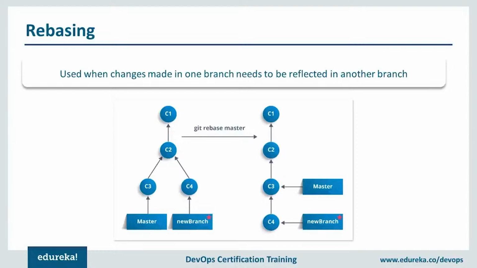Now you can ask me, why should we do that? What is the use or what is the major benefit of using rebase? Basically, rebase offers you a much cleaner project history. And also, rebase is used when changes made in one branch need to be reflected in another branch. So any change that you make in any particular branch, and that change needs to be reflected in another branch, then you need rebase.